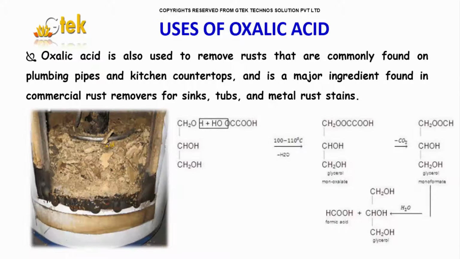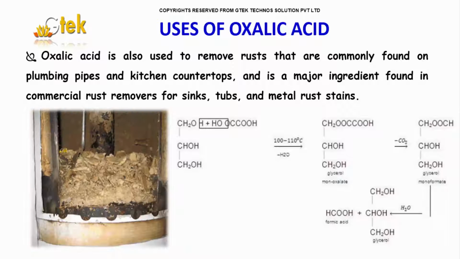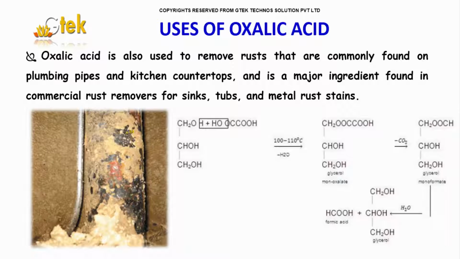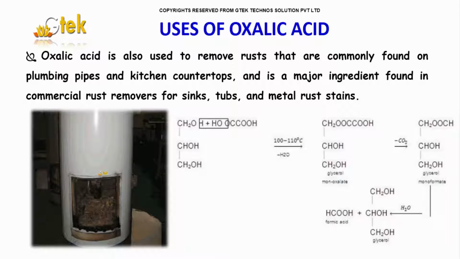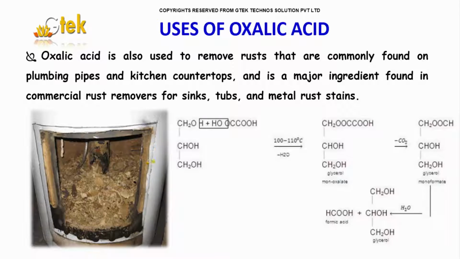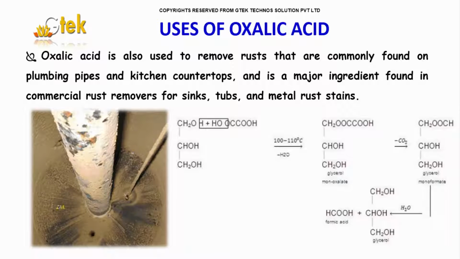Still further, oxalic acid is also used to remove the rust that is commonly found in plumbing pipes and kitchen countertops, and is a major ingredient found in commercial rust removers for sinks, tubs and metal rust stains.